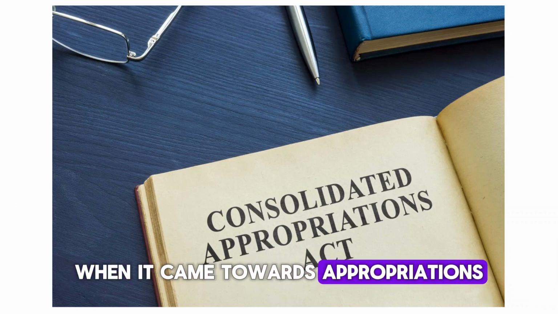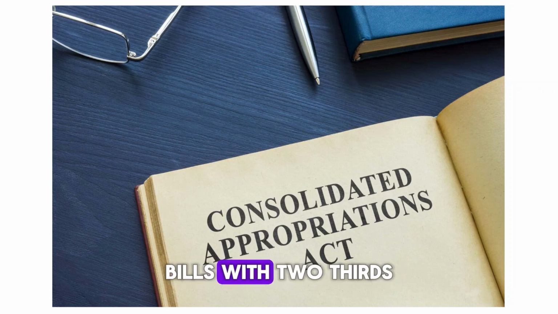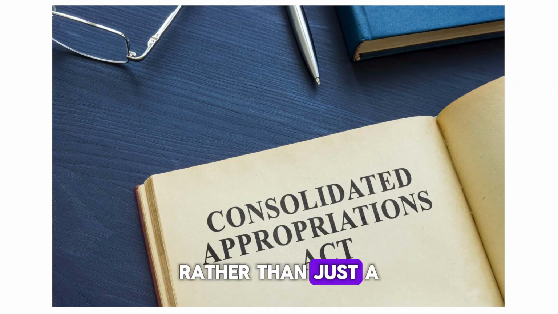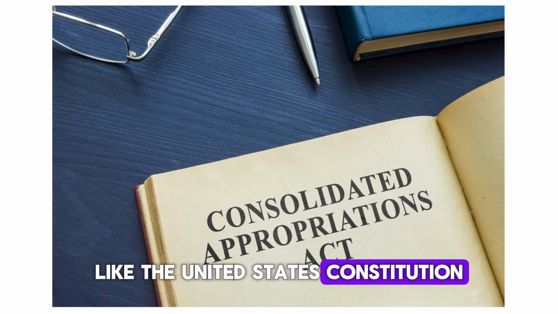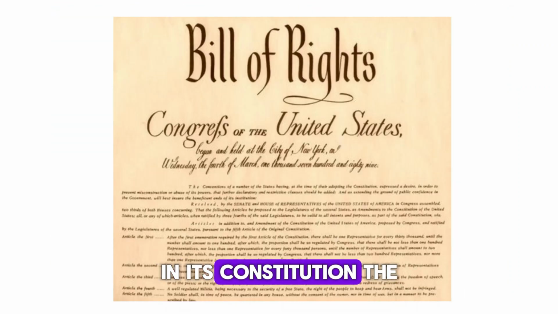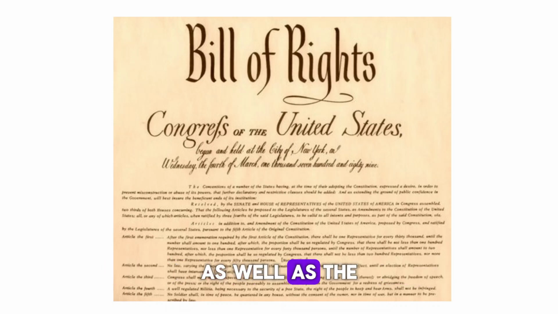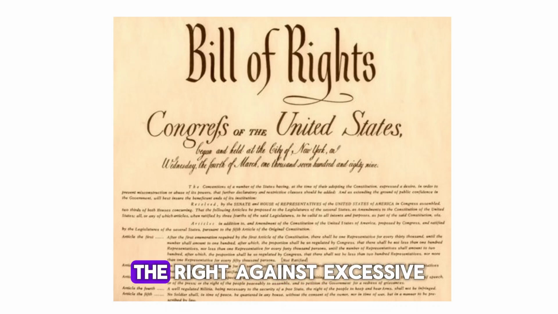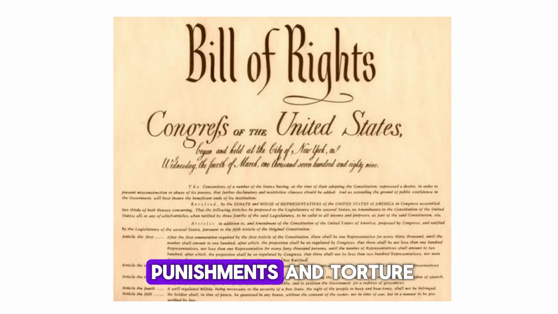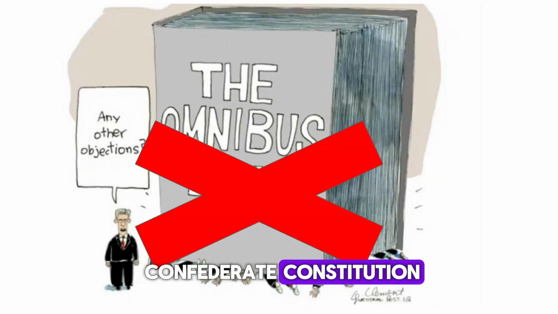When it came towards appropriations, the Confederacy required Congress to pass appropriations bills with 2/3 of the vote, rather than just a simple majority like the United States Constitution did. Also, the Confederacy included the Bill of Rights in its Constitution, the exact same 10, which were freedom of religion, freedom of speech, as well as the right to bear arms, and the right against excessive punishments and torture. Basically, the same provisions in the Bill of Rights were extended to the Confederate Constitution.